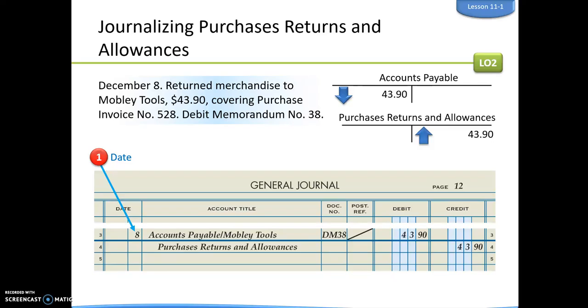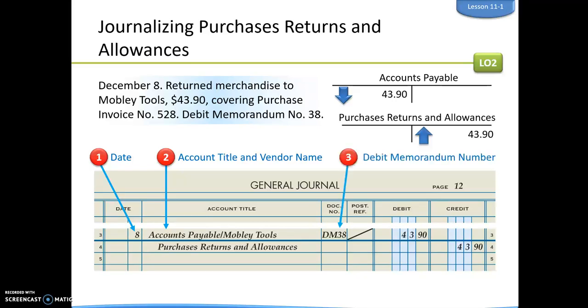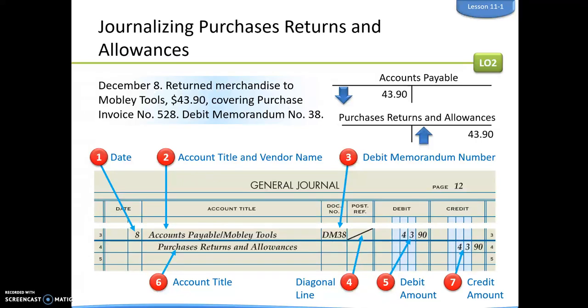You would put the date. The debit is accounts payable / Mobley Tools. DM for debit memorandum 38. You would put a diagonal line in the post-reference column. Debit amount 4390. Purchases, returns, and allowances is indented on the second line of the transaction. And then the credit amount is 4390.